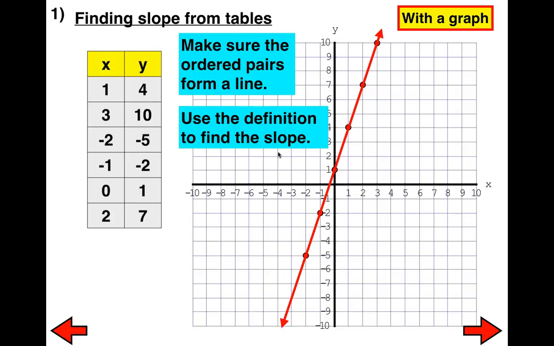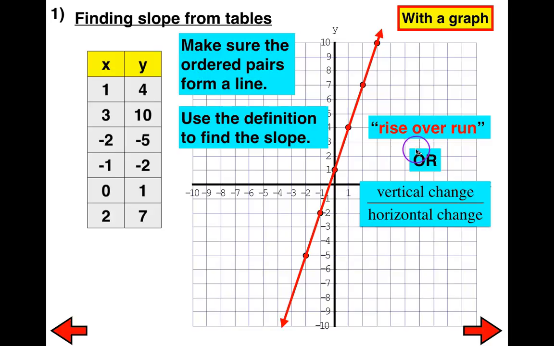Well, then you're going to use your definition of a slope. Well, what's our definition of slope? There's two. The easiest and shortest one was the one we refer to as rise over run, but you know that I'm not a big fan of this one, and you know my reasons why. So I do prefer you to think of it as vertical change over horizontal change. So let's go ahead and figure this out.